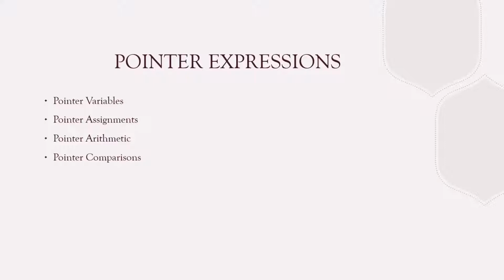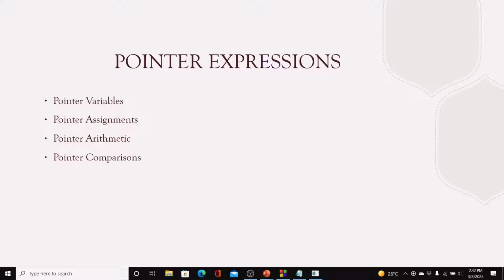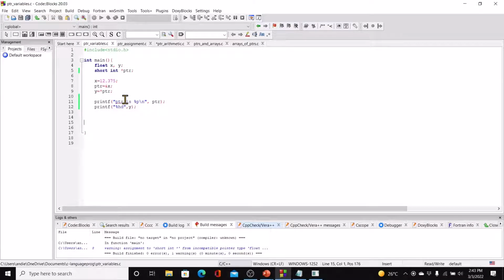Coming to pointer expressions, we'll take each of these separately. Let's talk about pointer variables. The best way to understand that is to code. So here we have a float type x and a float type y, and then we have a short type pointer. You can see we have the value of x there in float format. Now we are saying PTR equal to ampersand x. So PTR, which is of short type, is now pointing to a variable of float type.